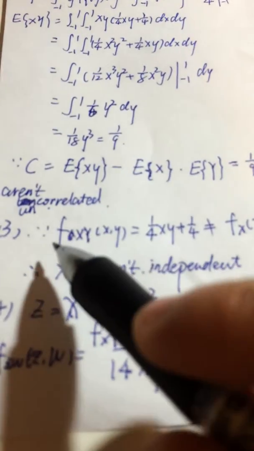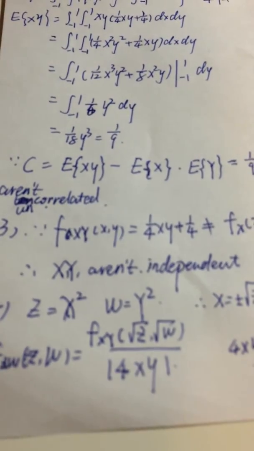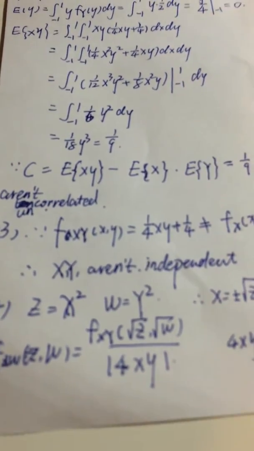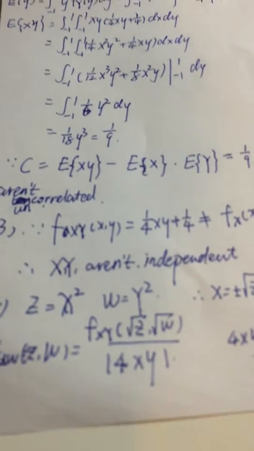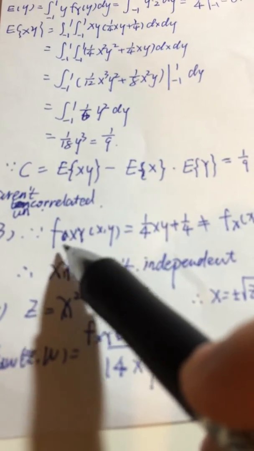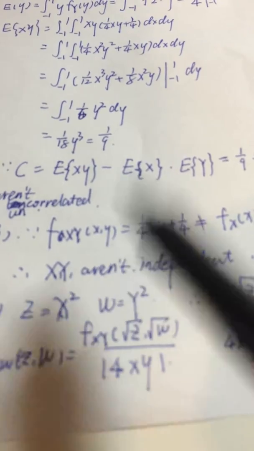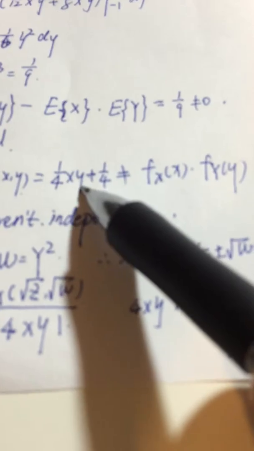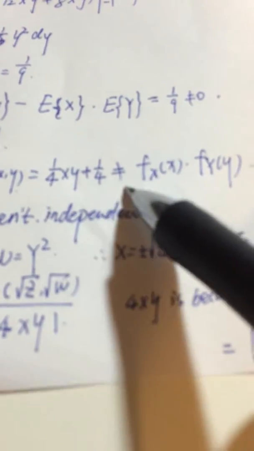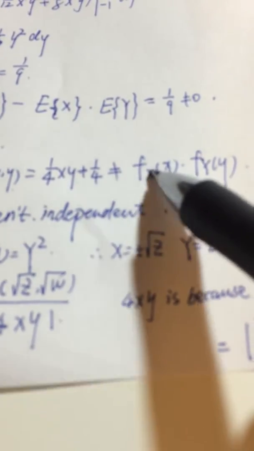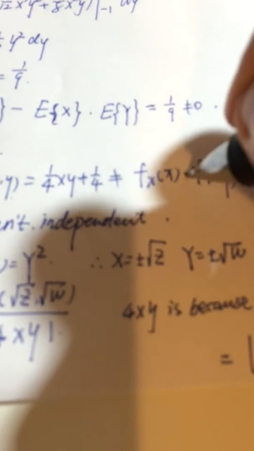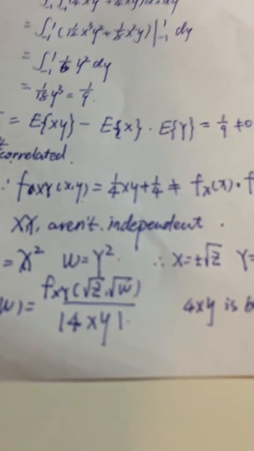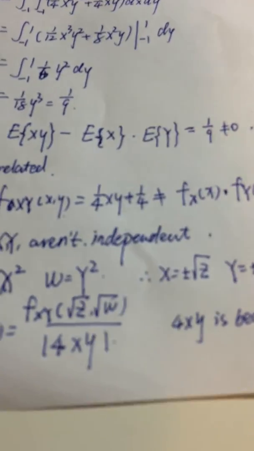The third question is to determine whether x and y are independent or not. My answer is they are not independent, because the joint density function cannot be separated. The joint density function equals this, but it does not equal fx multiplied by fy. It cannot be separated, so they are not independent.